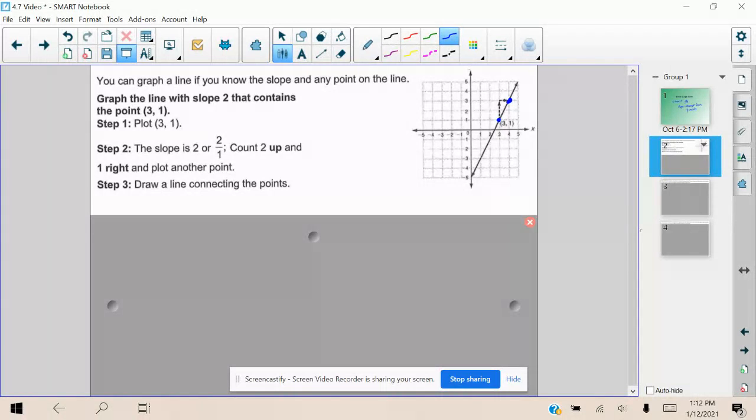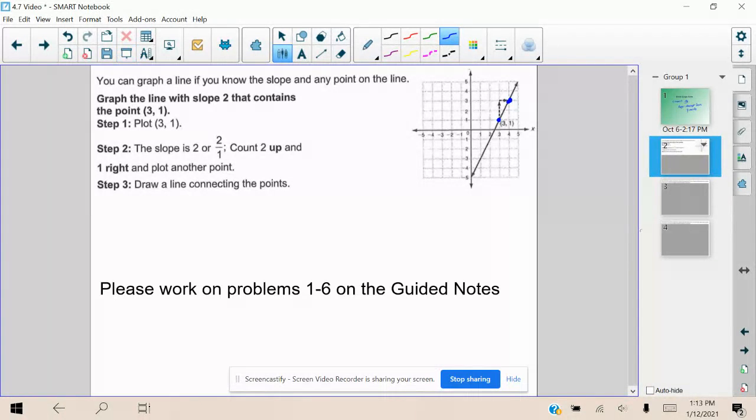If we have 1 point and we have the slope, we start out with the point that we know. In this example, it was (3, 1). We apply our slope: we go up 2 and right 1, and put another point. Now we have 2 points on a coordinate plane, and we can draw a straight line through them. We can create that linear representation of our equation or of the data that we are given. Awesome. With this in mind, please work on problems 1 through 6 on the guide notes and resume when you are ready to move on.